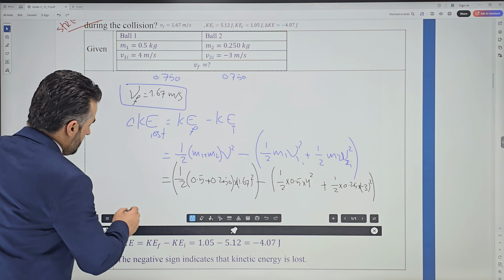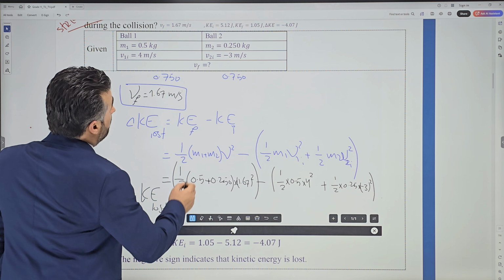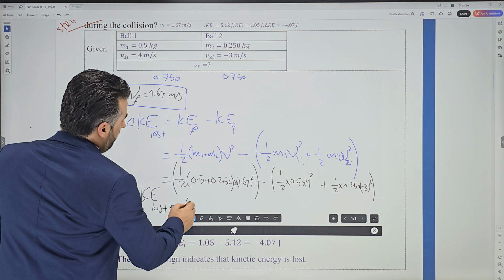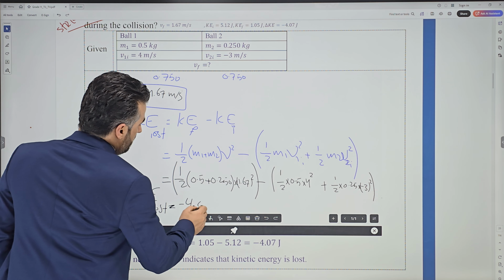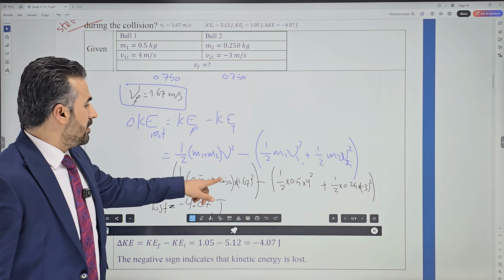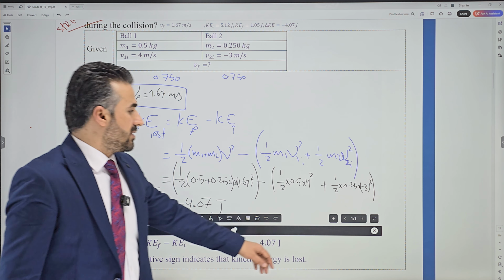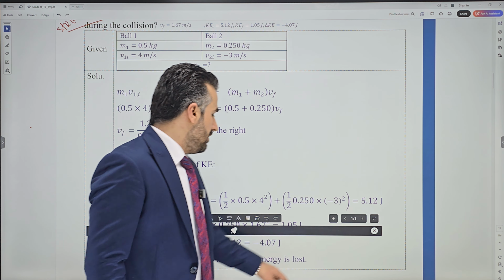Once you do this, you can find the change in kinetic energy, or kinetic energy lost, which is equal to -4.07 joules. You could have done that separately. This answer should be 1.05, and this one is supposed to be 5.12. Once you do the two, you get this answer right here. Once again, the negative sign indicates that the kinetic energy is lost, and that's it. Let's have one more question related to this, and then I believe that'll be enough for this one.